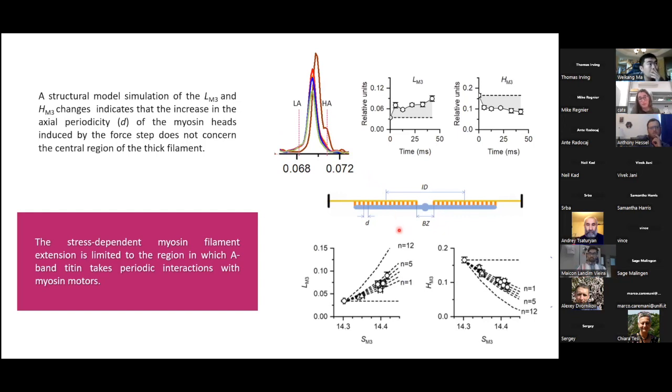This is important because if the increase in extension of the thick filament following the first step produced an increase in the axial periodicity of the motor and an increase in the interference distance between the two myosin motor arrays by the same amount, I shouldn't have any change in the fine structure of the M3 reflection. So this means that the extension of the filament is not homogeneous.